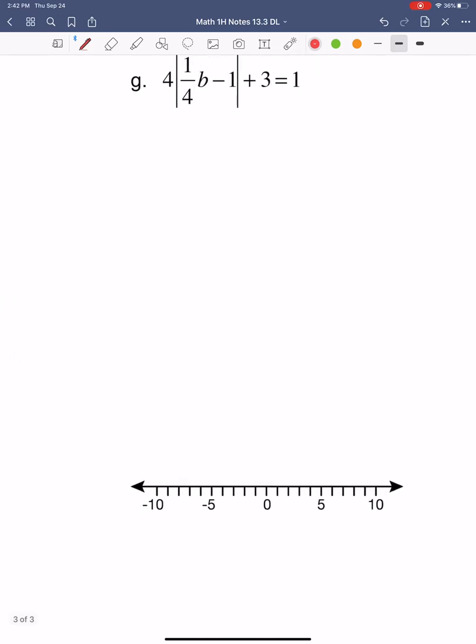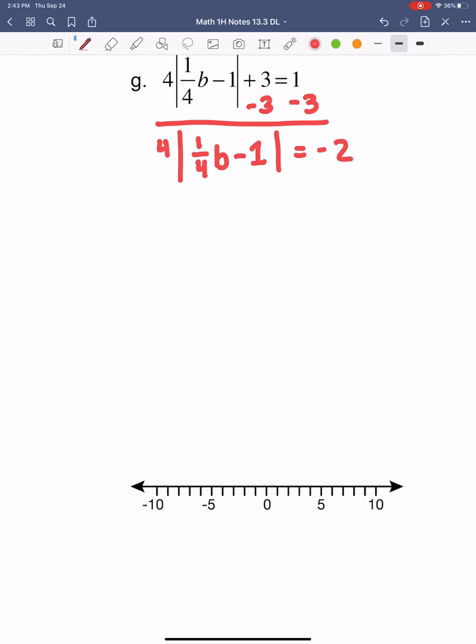And finally, moving to the last one here. Okay, we've got two pieces on the outside. We've got a plus 3, and we've got this 4 that's being multiplied. Got to get rid of those things first. So I'm going to start by subtracting 3. Always undo the addition or subtraction first. And I get 4 times the absolute value of 1/4 b minus 1 equals negative 2. And I still got to get rid of that 4 on the outside, so I'm going to divide by 4.